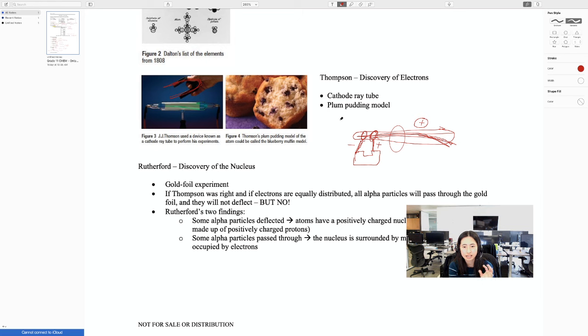And then he also proposed the plum pudding model. Essentially, if you think about your chocolate chip cookies, the chocolate bits are your electrons, and he was saying that these chocolate chips are actually surrounded by positive charges. So we have electrons that are surrounded by positive charges, and hence that's why we have the plum pudding model. So that's how he visualized it, which he found out about the electrons. Okay, so far, I think I've covered that.